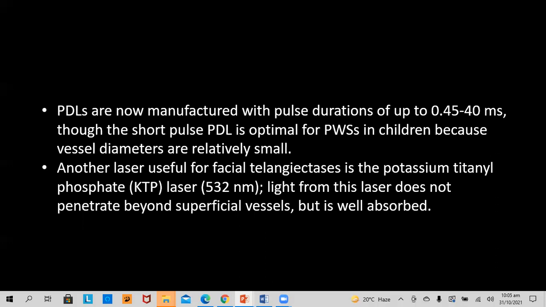Another laser useful for facial telangiectasias is the potassium titanyl phosphate or KTP laser, which operates at a wavelength of 532 nanometer. Light from this laser does not penetrate beyond superficial vessels and is well absorbed.